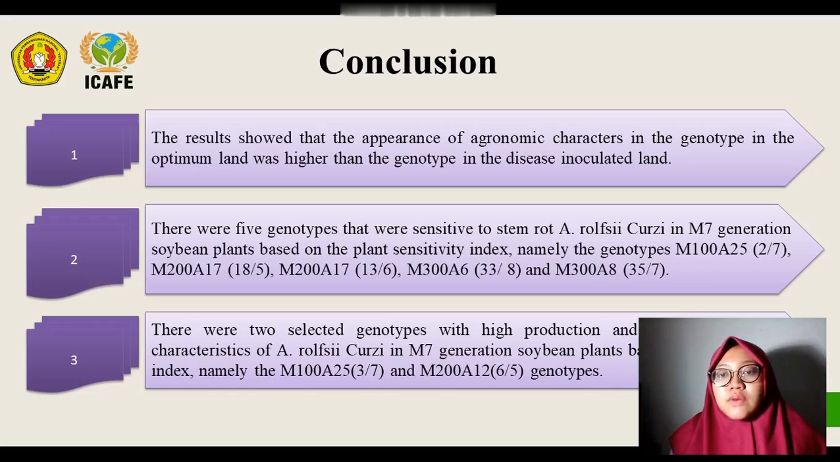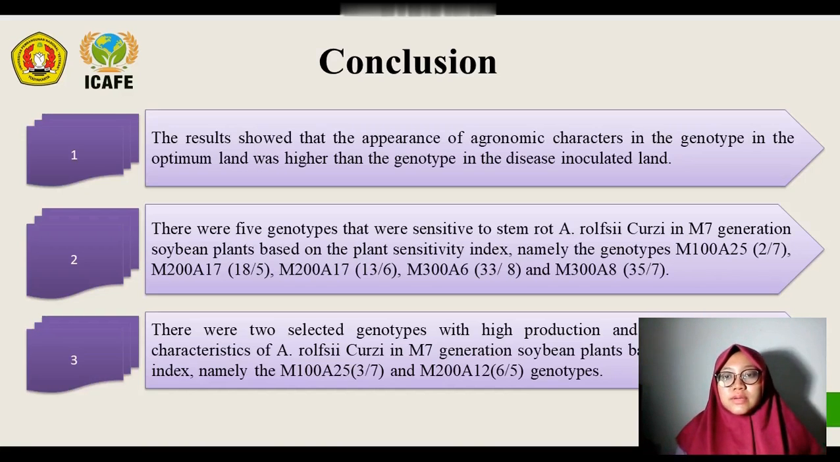7 mutant genotypes of soybean plants based on the sensitivity index: the M100 A25 3/7 and M200 A12 6/5 genotypes.